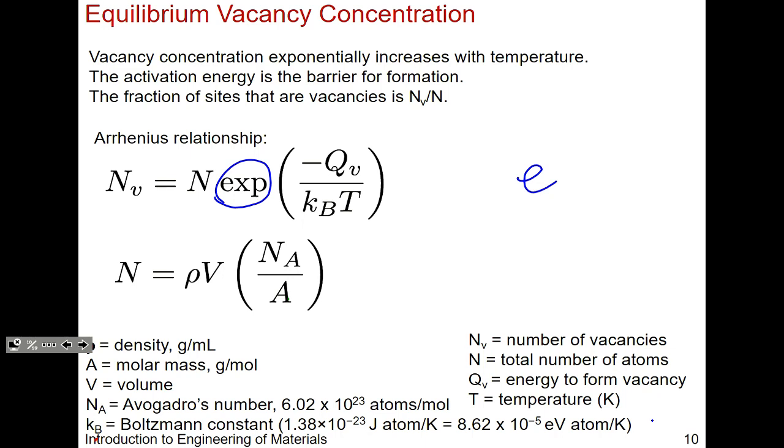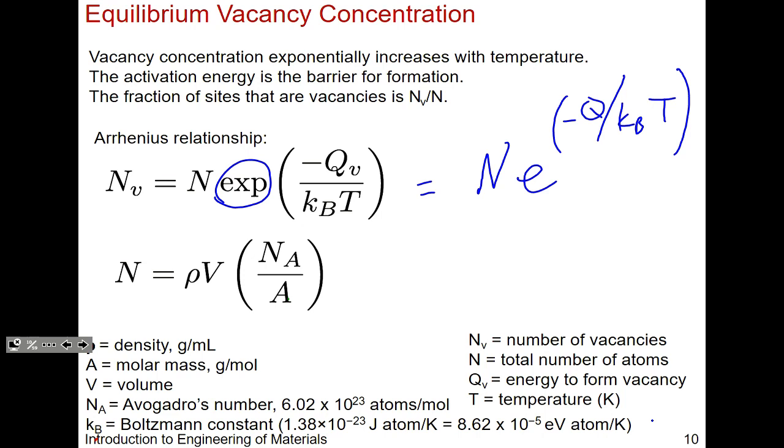So you could write it either way. You could write it like this, which you may have seen, or you could write it like this. It's the same. Okay? And so Q is the energy that it's going to take you to remove that atom and form that vacancy. And it's typically on the order of an eV or something like that.